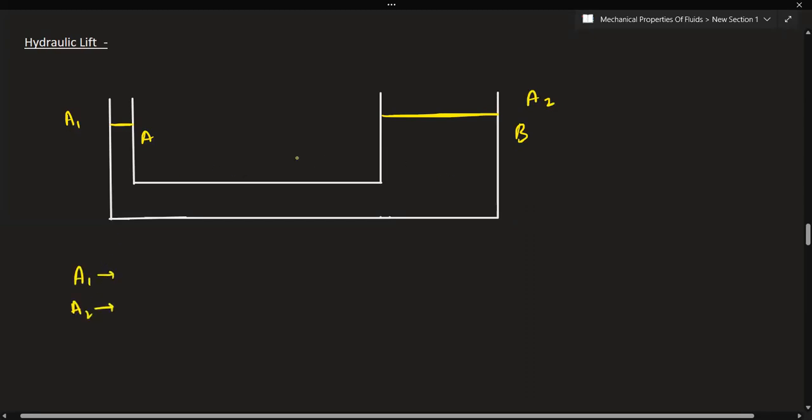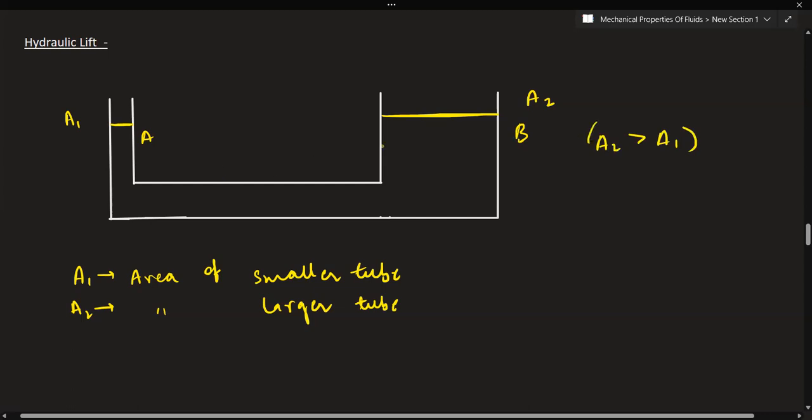Can you compare them? Which is greater, by looking at the figure only? A2, ma'am. A2 is greater than A1. So A1 is the area of the smaller cylinder, whereas A2 is the area of the larger. So A2 is clearly greater than A1.